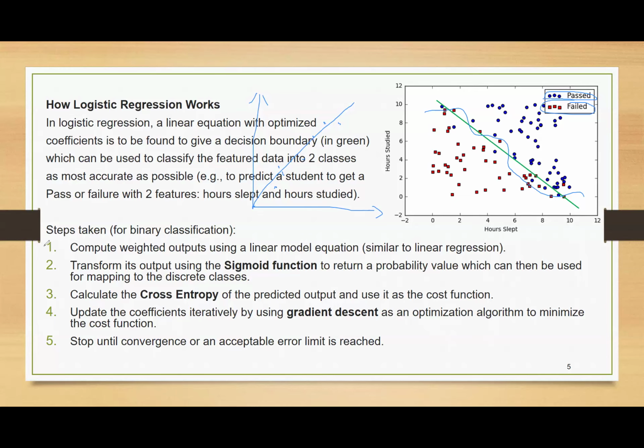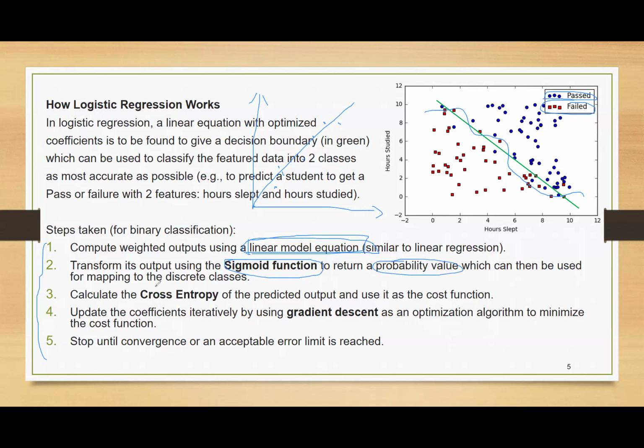So here's a summary of the steps. Firstly, we compute the weighted output using the linear model equation. The first part is still very similar to linear regression. We use a linear model equation, which is called the hypothesis function. And then we use a sigmoid function at the end of this linear model to map the output of the linear model into a probability value.